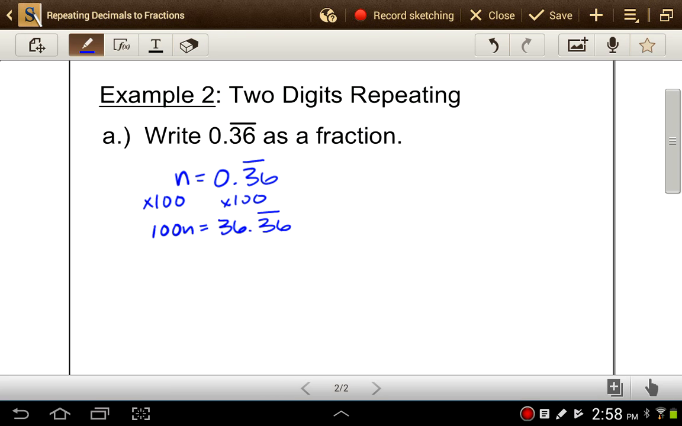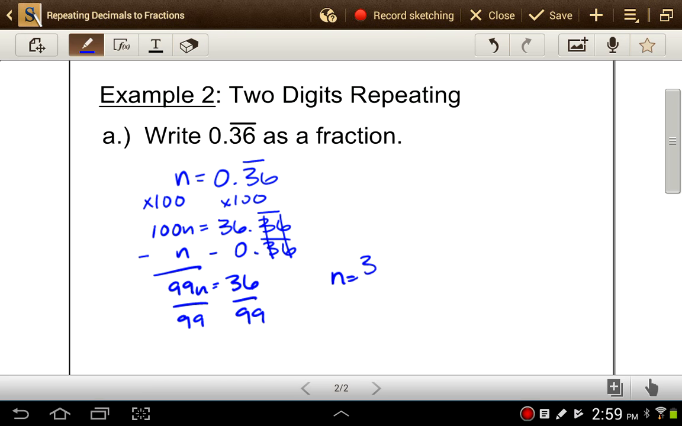Now I'm going to subtract n from both sides. So I'm going to subtract n on this side, and again on this side I'm going to do 0.36 repeating. You can see that my 3 and my 6 are going to line up, so they're going to zero out. So 100n minus 1n is going to give me 99n equals 36. Divide both sides by 99, and you get n equals 36 99ths. I can simplify that. 9 goes into both of them. Divide them both by 9, so I'm going to get n equals 4 11ths is my answer.